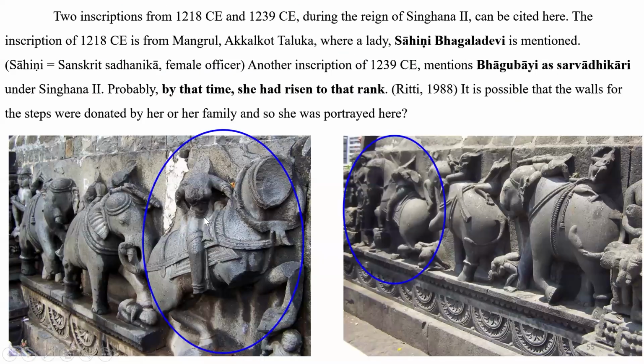And I had to look for the explanation, so I looked for it. I found it in Dr. Ritti's inscriptions, and there is actually an inscription which mentions a lady, Sahini. She is the female officer, and then 20 years later, she is again mentioned, but as a Sarvadhikari. That means she has risen in the rank, and it reflects the status of women. They could become high ranking.